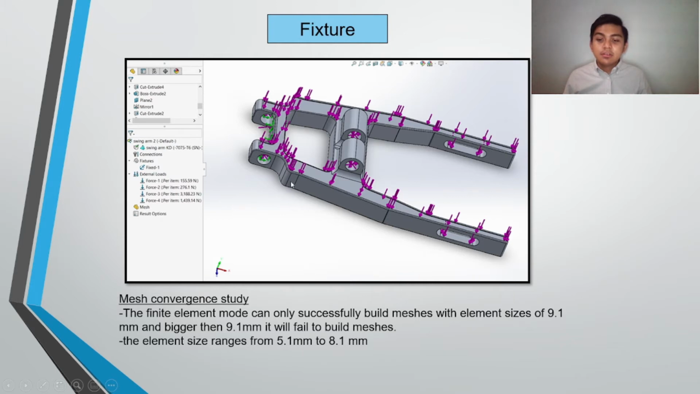In the mesh convergence study, we mesh and run the finite element model with various element sizes to determine the ideal element size for obtaining the most accurate result. The finite element model can only be successfully meshed with an element size of 9.1 mm. Bigger than 9.1 mm, the mesh will fail. Therefore, the element size ranges from 5.1 to 8.1 mm, with 1.0 mm spacing between them.